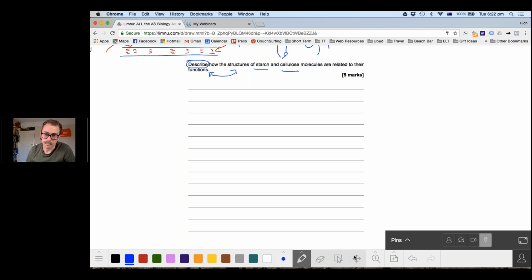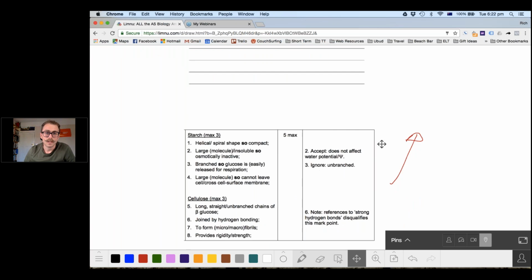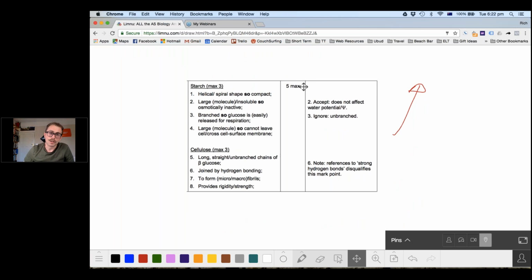Okay, so let's take a quick look at the mark scheme. We can get 5 marks. We can get a maximum of 3 for each. So you can't just pick one and talk about only one, otherwise you'll get a maximum of 3.